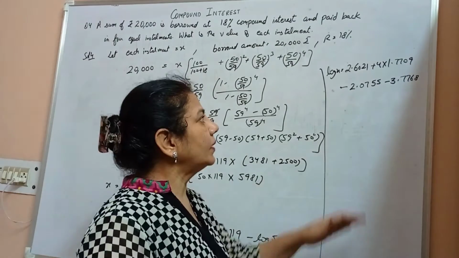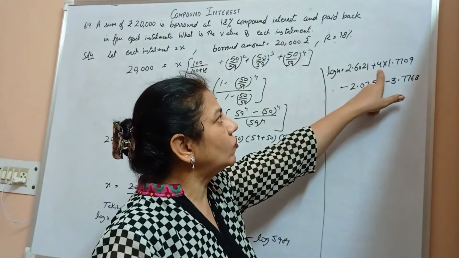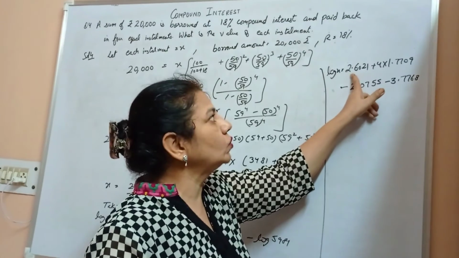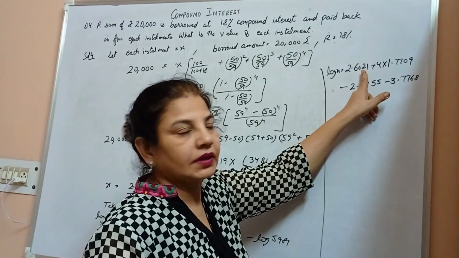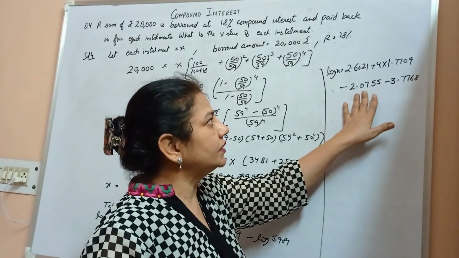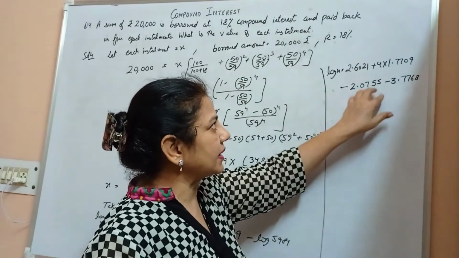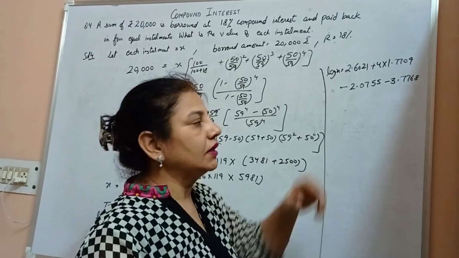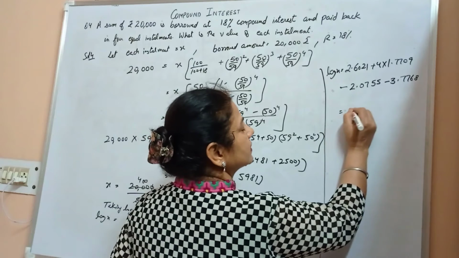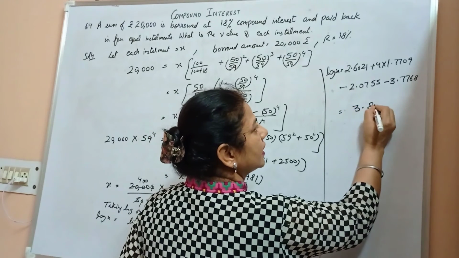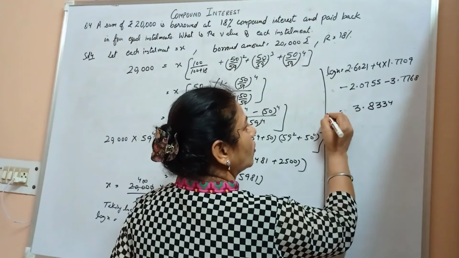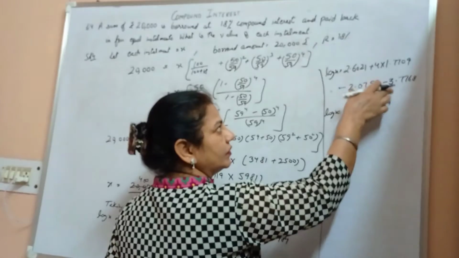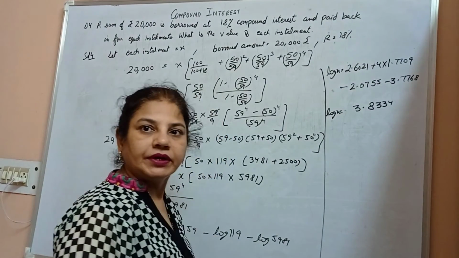7768. Now multiply 4 into 1.7709 and then add to 2.6021. These are two negative numbers. Add this, subtract the value from the sum you will get over here. You will get 3.8334. Log x is equal to 3.8334.